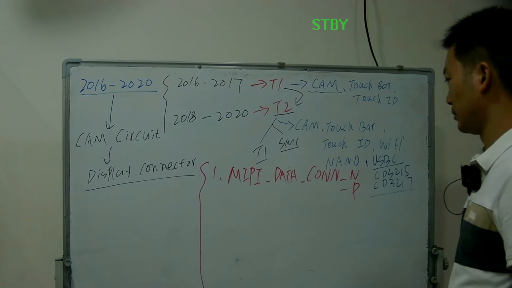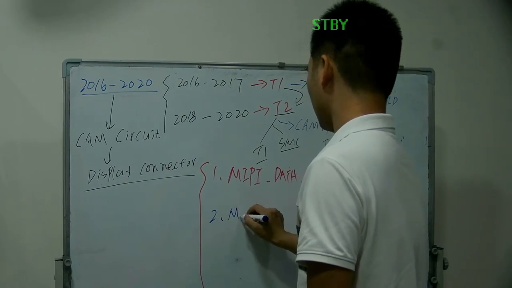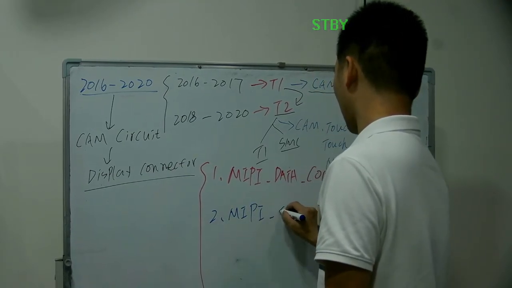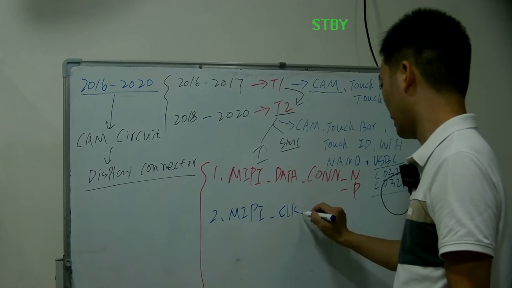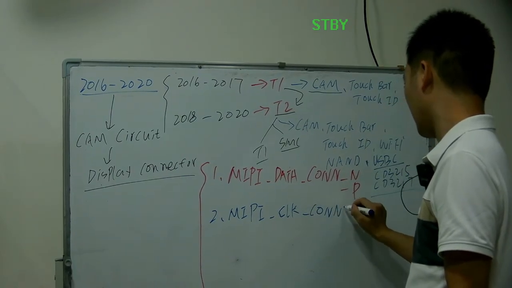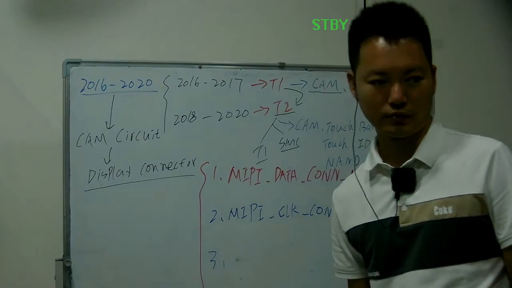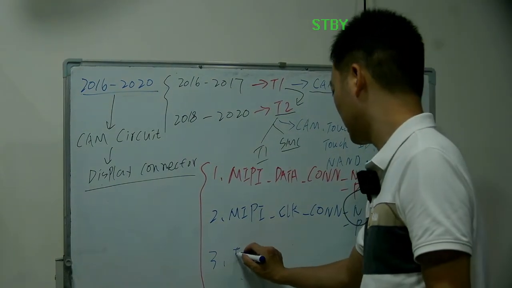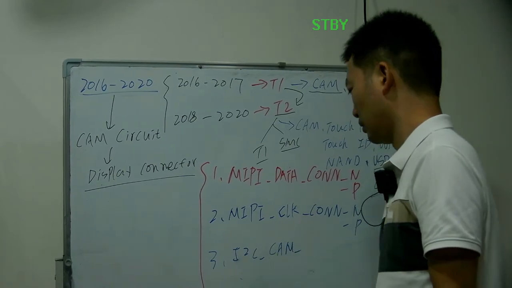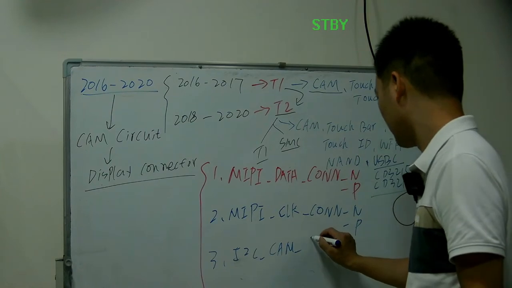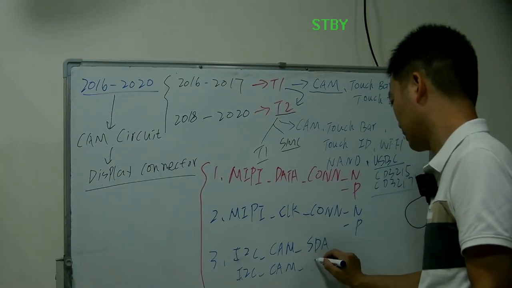C-O-N-N-P. Okay, number two. Number two is a MIPI clock. Data, yes, data and the clock. C-O-K-C-O-N-N-N-P. Okay, number three. It's the I2C. I2C camera, CMO, also the data and I2C CAM clock.